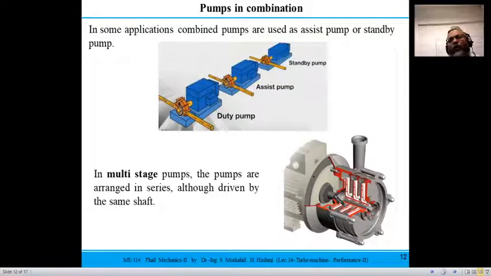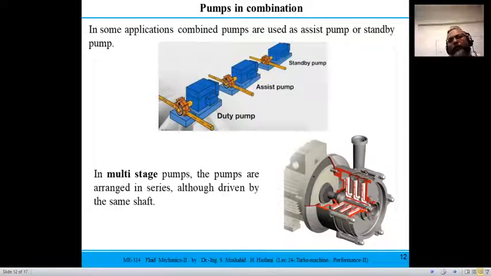For example, all the impellers of different pumps, there are 3 pumps in series, are connected with the same shaft and the same motor. But here the job is not to increase the flow rate, but to increase the head. The flow rate would be restricted by the speed of the shaft, that is the RPM of the shaft. And we will see in the similarity and performance curves how these different parameters are interrelated with each other.